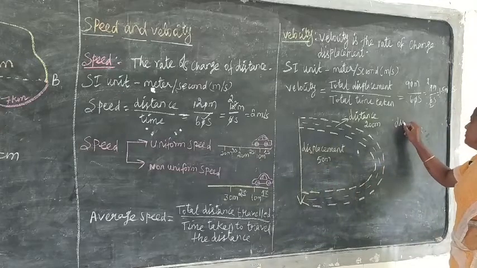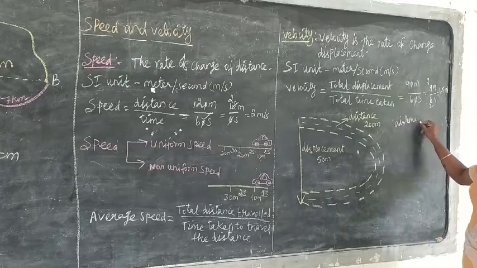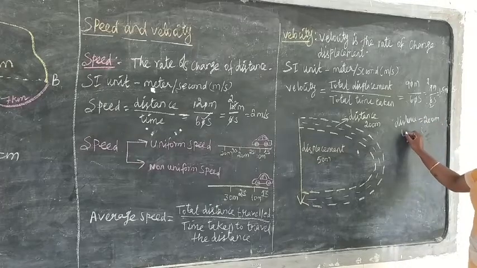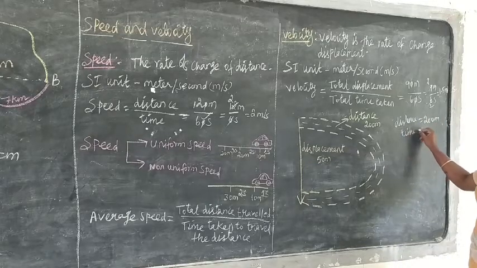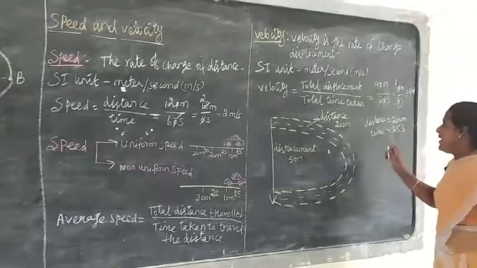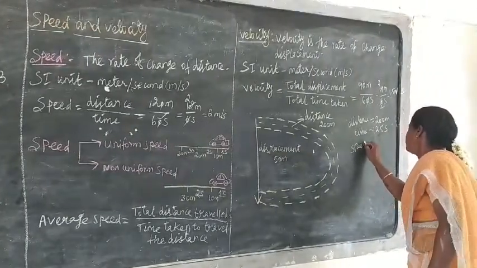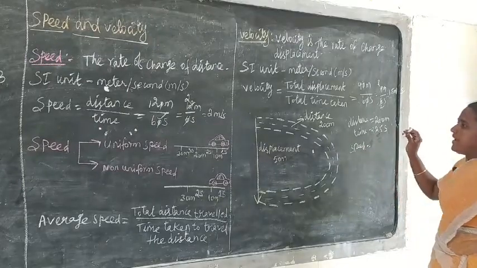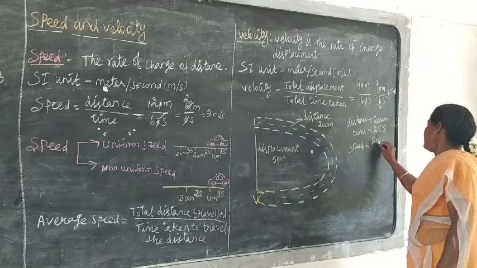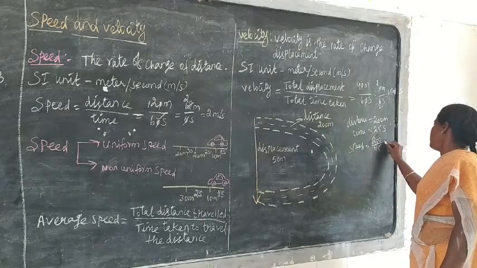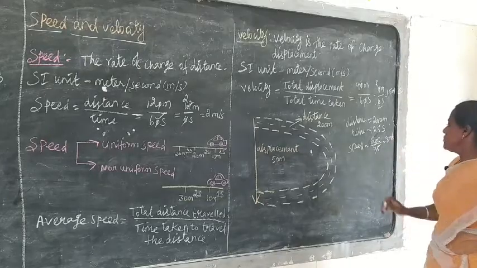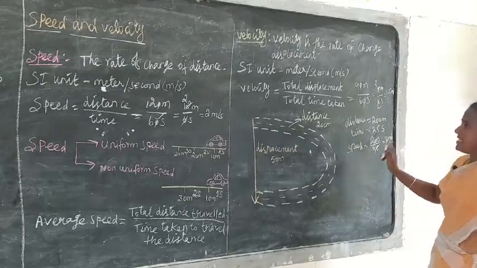Distance is equal to how many meter? 200 meter. Time, 25 seconds. Therefore, speed is equal to, what is the formula for speed? Distance divided by time. 200 divided by 25. Therefore, 8 meter per second. Speed is equal to 8 meter per second.